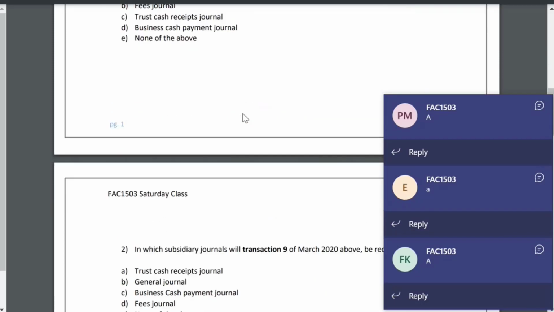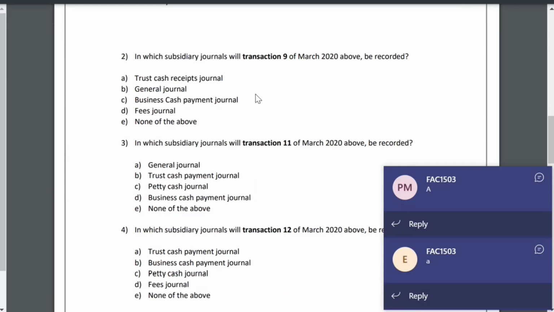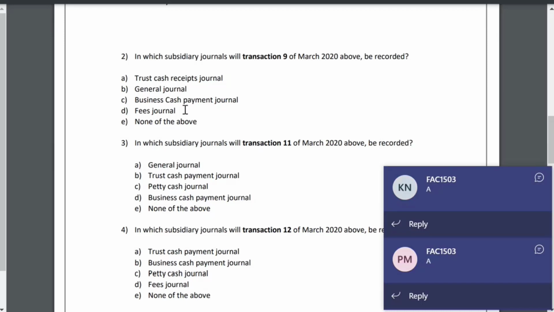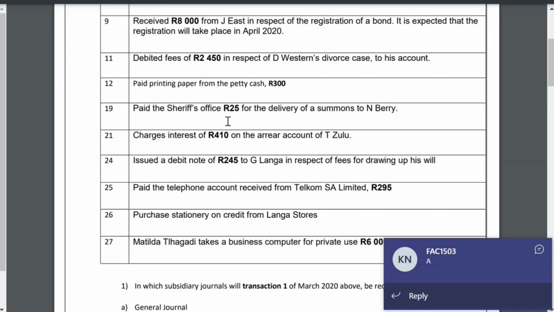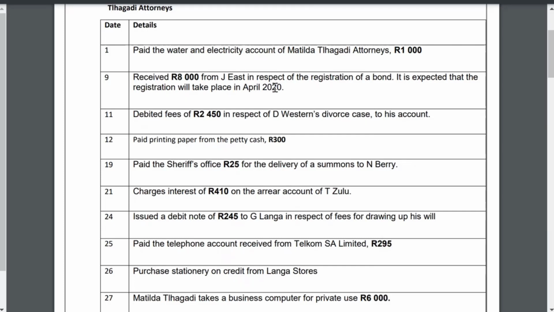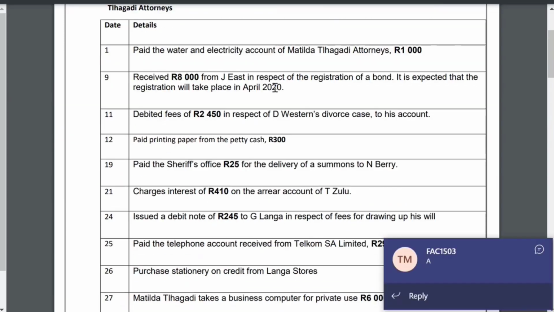So the options are A, Trust Cash Receipts, B, General Journal, C, Business Cash Payment Journal, D, Fees Journal, and E, none of the above. Well done, guys. It is A, as Matilda Attorneys received 8,000 for work that is not yet performed. So the answer is A.